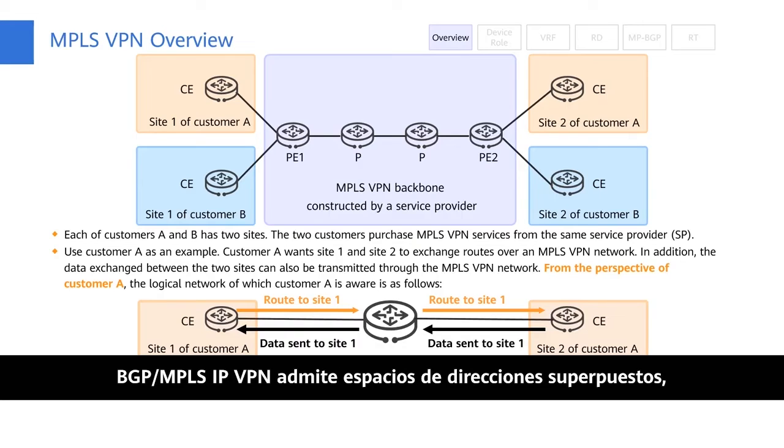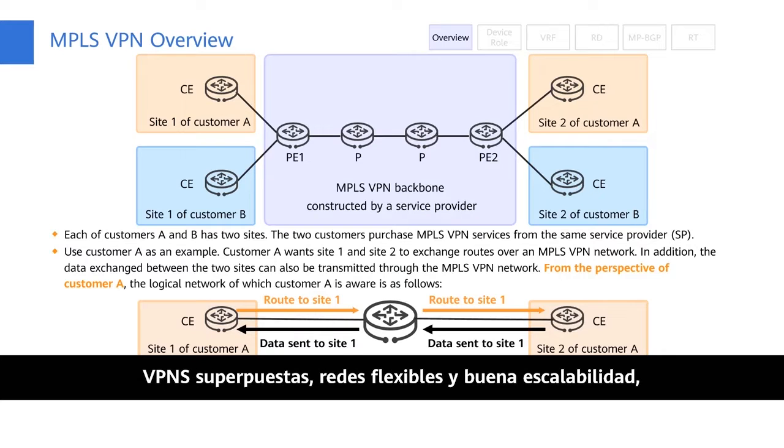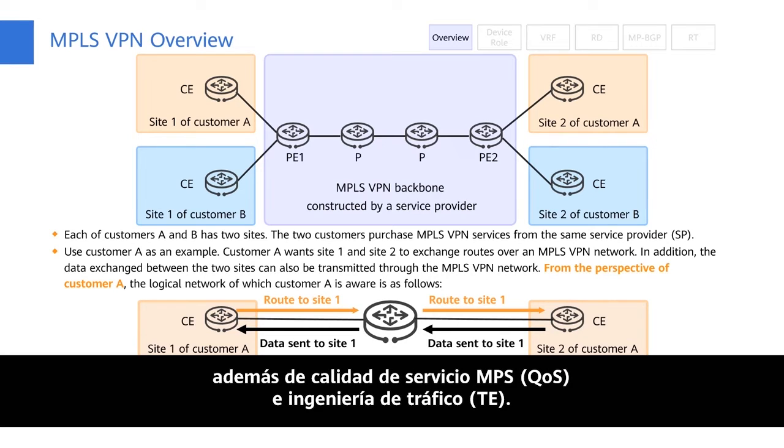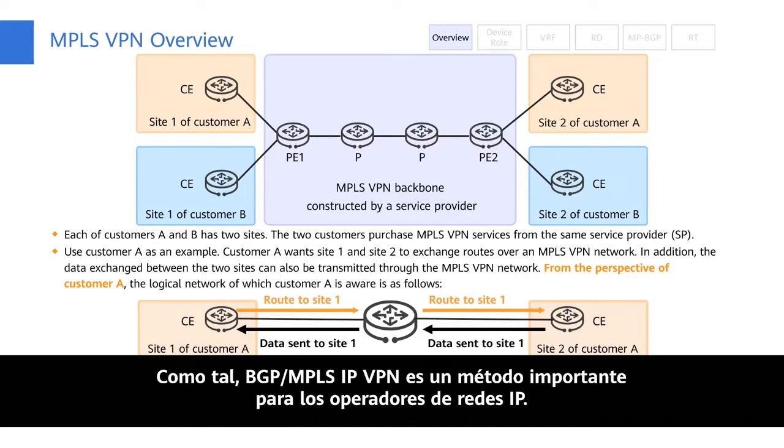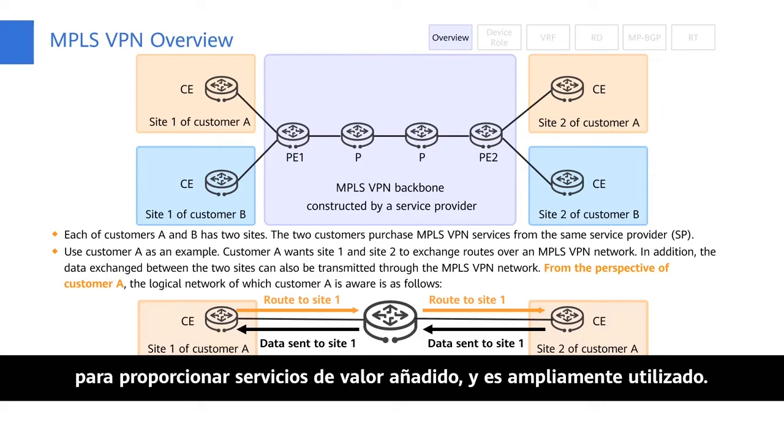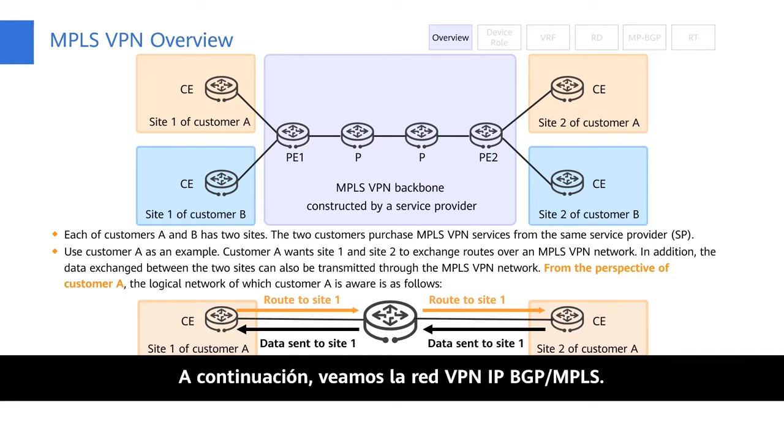BGP MPLS IP VPN supports overlapping address spaces, overlapping VPNs, flexible networking, and good scalability, in addition to MPLS quality of service, queues, and traffic engineering, TE. As such, BGP MPLS IP VPN is an important method for IP network carriers to provide value-added services and is widely used. Next, let's take a look at the BGP MPLS IP VPN network.